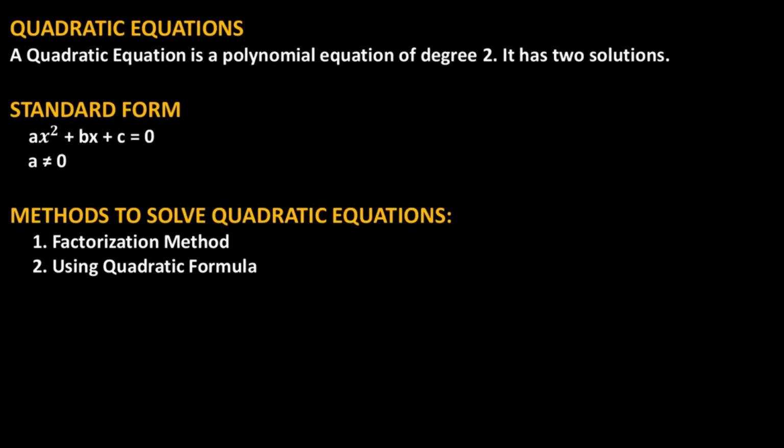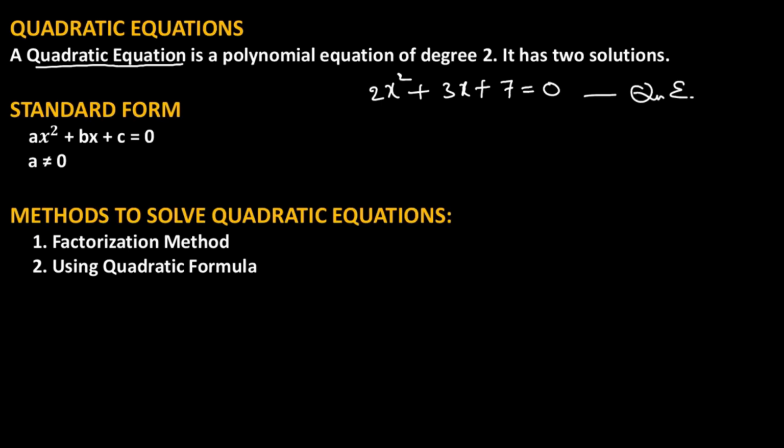Hi everyone. Let's start our fourth chapter, quadratic equations. A quadratic equation is a polynomial equation of degree 2 and it has two solutions. If I take 2x square plus 3x plus 7 is equal to 0, what is the highest degree of this equation? The highest degree will be 2. Whenever the highest degree is 2, we can call it a quadratic equation. It is a quadratic equation.